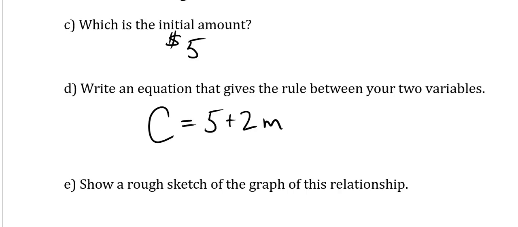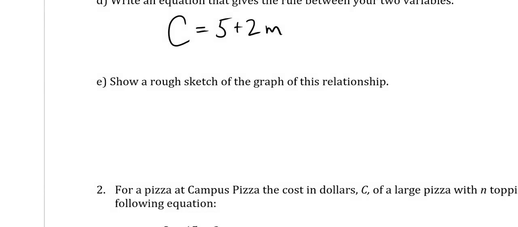Nice. Show a rough sketch of the graph of this relationship. What does this mean? If you're ever asked to do this, it means it starts somewhere above 0. So if it started at 0, I would show it starting at 0. And I'm actually going to write the number that it starts at. And I'm just going to show a line that goes up from there. I'm not doing a grid. Notice I'm not trying to draw grid lines in.